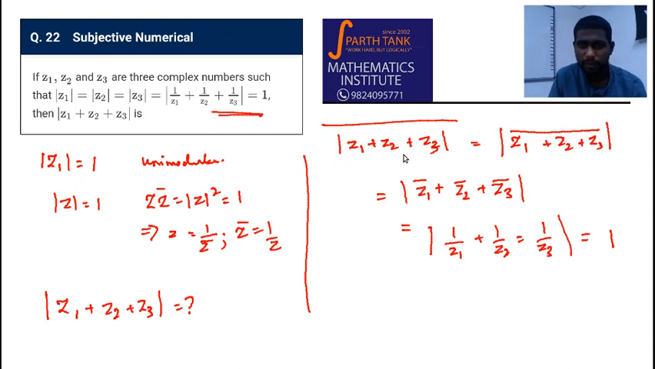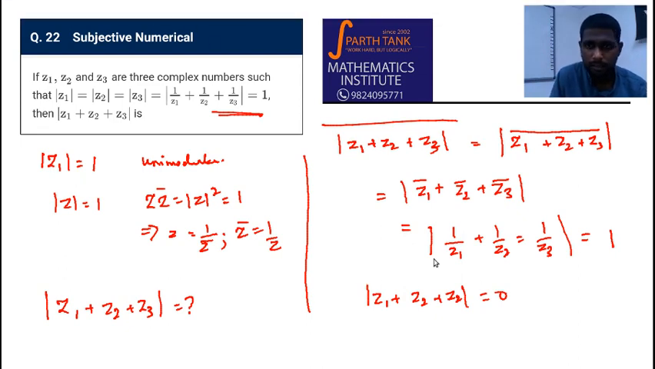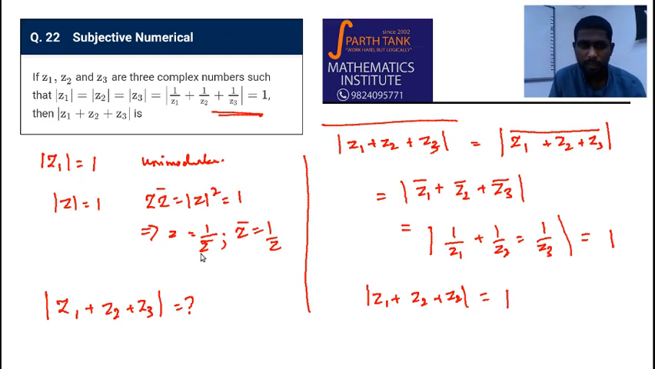Therefore mod of z1 plus z2 plus z3 bar is 1, but mod of the whole thing bar is the same as mod of z1 plus z2 plus z3. This also should be equal to 1. If the modulus of the whole and the whole of the modulus is the same. Right? So sorry, excuse me, it is not 0, it is 1. Okay? Very simple, use this identity idea that for unimodular numbers, z bar is 1 by z.